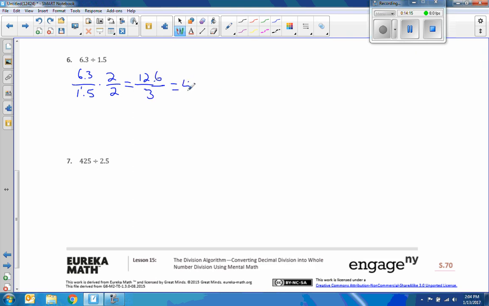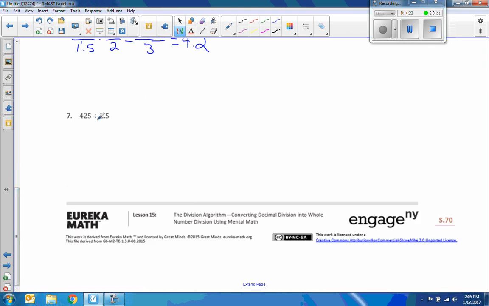Now I can just divide. 3 goes into 12, 4. Don't forget your decimal. 3 goes into 6, 2. 4.2. Okay. And then finally, 425 divided by 2.5. There's another 0.5. So 425 divided by 2.5.